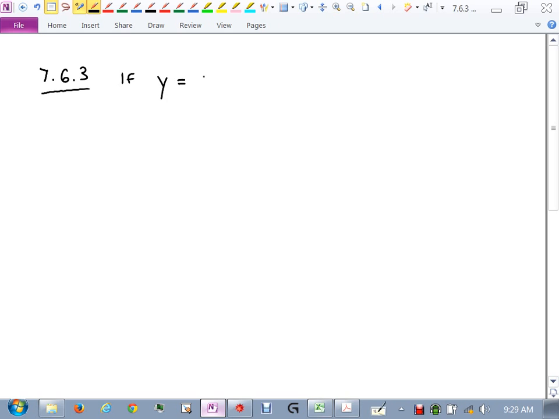If y equals f of x equals sine x. Please notice that I've changed something here. Instead of using theta, I'm using x. So I'm not saying that our function is f of theta anymore, I'm saying it's f of x. X is still the input here.